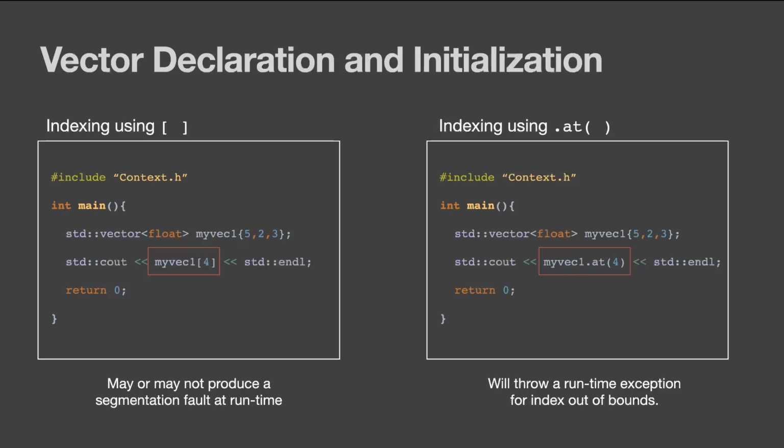But for pretty much anything that you would be doing as a user within Helios, I would recommend using the .at operator for indexing, unless you're really sure that your code is correct and it will never be indexing out of bounds. But there's really not a good reason to use the square brackets in most cases.